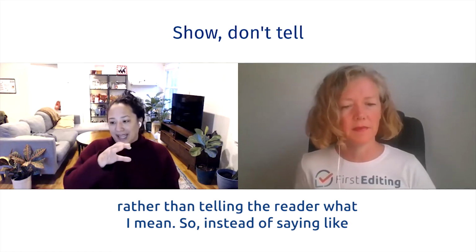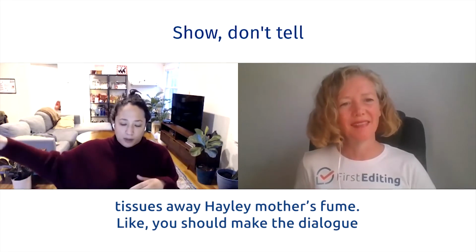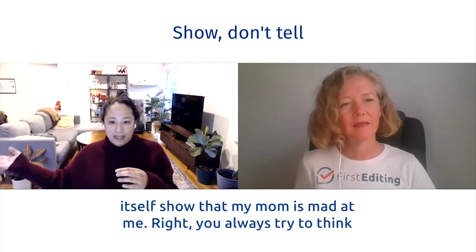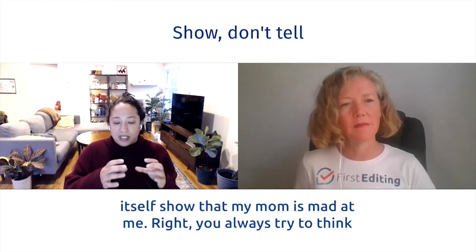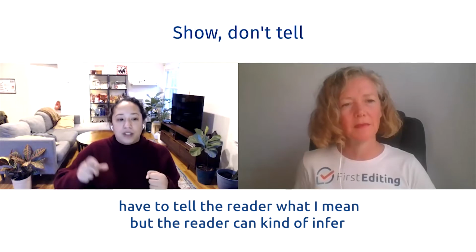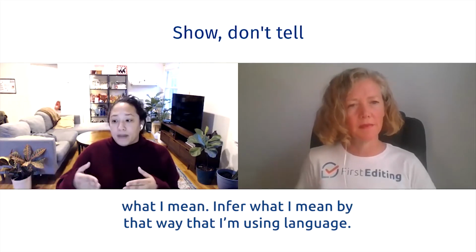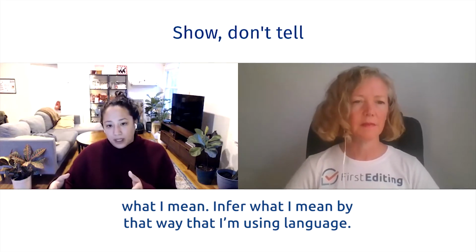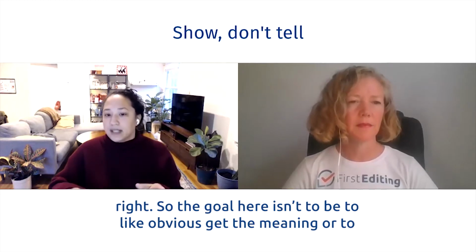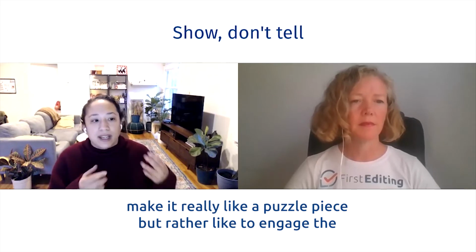So instead of saying something like Hayley fumed at her mother, or "put your dishes away," Hayley's mother fumed, you should make the dialogue itself show that my mom is mad at me, right? So you're always trying to think about how you can construct these sentences so that you don't have to tell the reader what you mean, but the reader can infer what you mean by the way you're using language. And we've talked in previous sessions about clarity, right? So the goal here isn't to obfuscate the meaning or make it a puzzle piece, but rather to engage the reader.